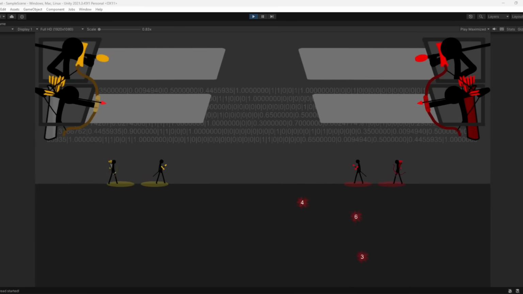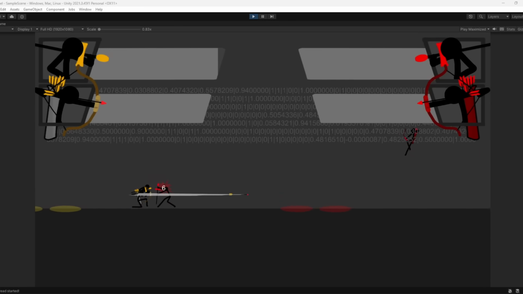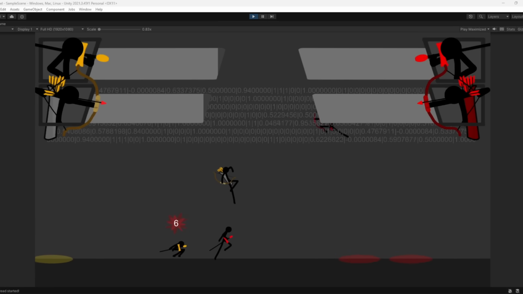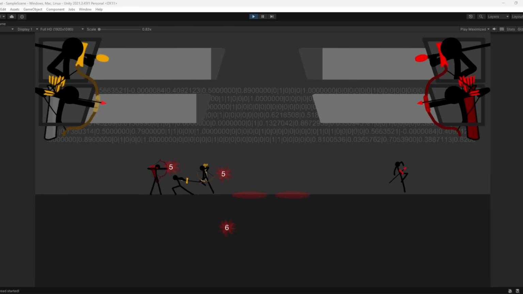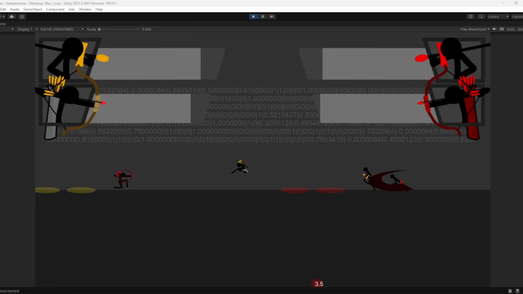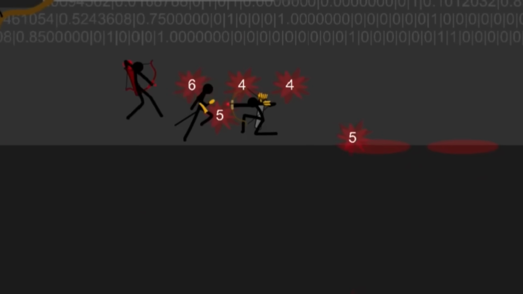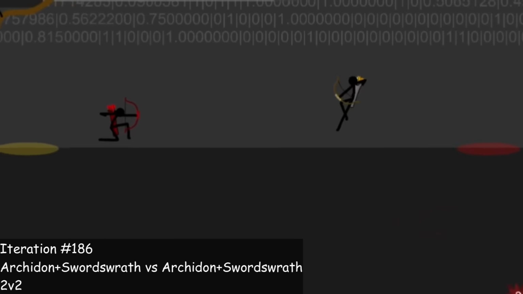So, I'm back, it's morning, and the result is pretty crazy. Each agent had their own fighting style, but could coordinate with their teammate really well. I mean, did you see that red Archidon leap over the yellow team to flank and knock them into the red Swords Wrath? It's kinda insane stuff going on.